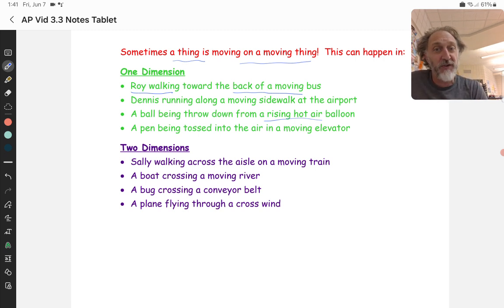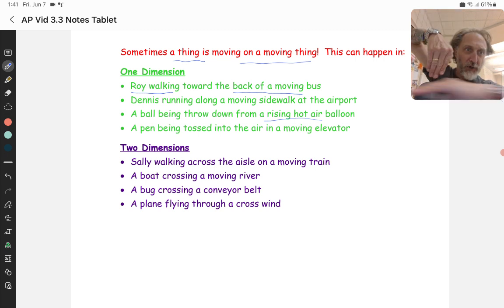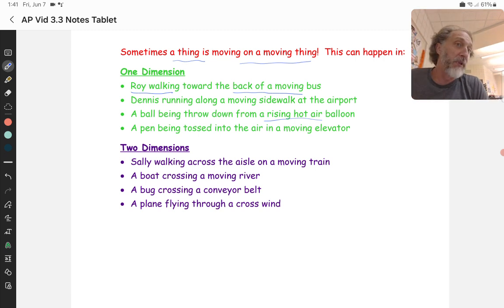In 2 dimensions, maybe Sally's walking across the aisle on a moving train. Or maybe a boat is crossing a moving river. Or maybe a bug is crossing a conveyor belt. Or maybe there's a plane flying through a crosswind. Or maybe a pen is being tossed in the air in a bus that's moving sideways. So there's a bunch of different examples. How do we navigate these? How do we solve these problems?